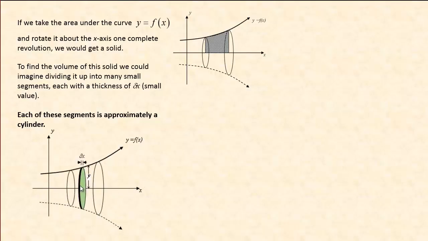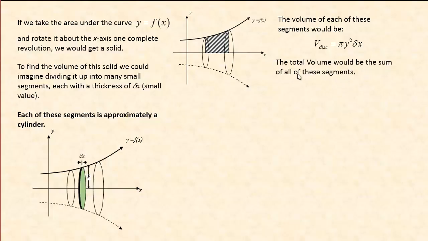So this is the situation that we saw. The volume of each of the segments, approximating as a cylinder, would be pi y squared dx. So that's the area at the end multiplied by the thickness. The total volume would be the sum of all the segments. This would become more accurate as the width of each segment approaches 0. We saw when I used 24 divisions how much better it was than when we used 8.